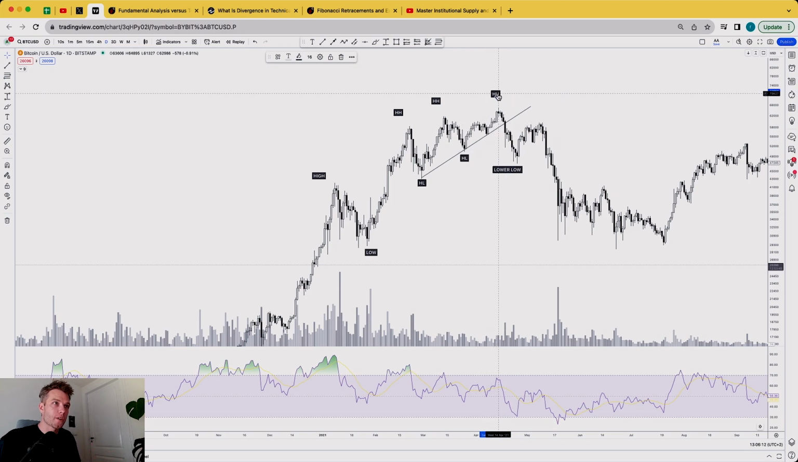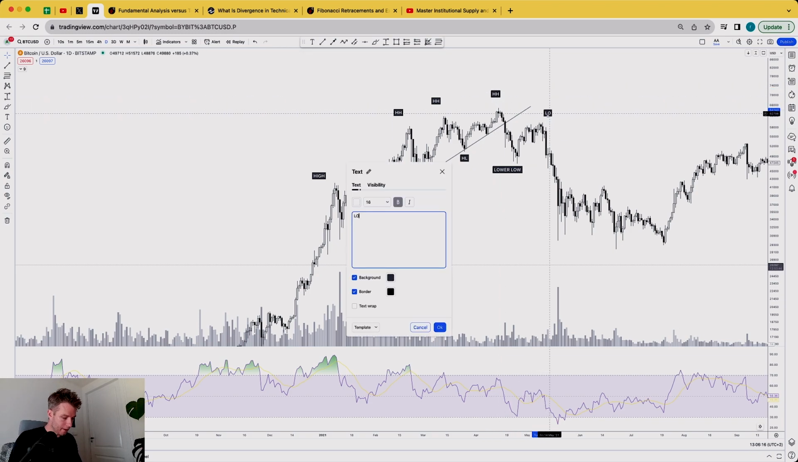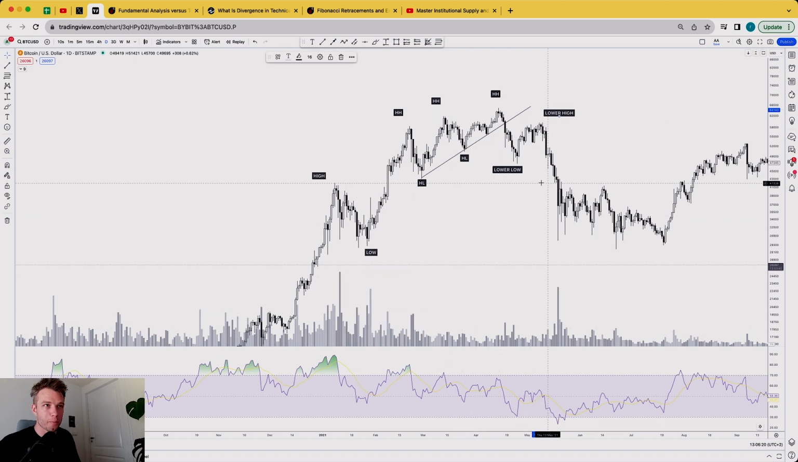Now, what we want to see next, or what you generally see happen next, is that we also make a lower high. And then basically the opposite of an uptrend happens, and we make again lower lows, lower highs, right? And we go all the way down until it shifts back up here again. But I don't want to go that far. I just want to depict this over here.